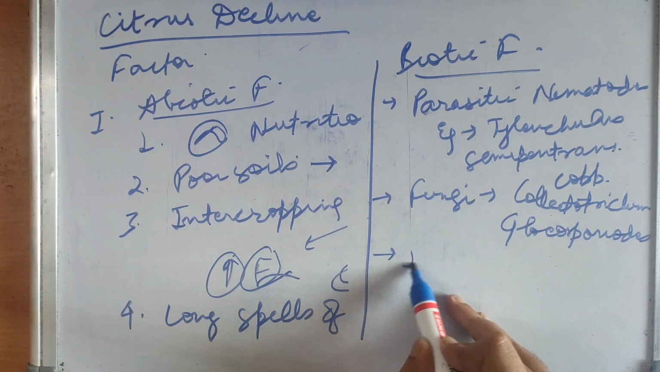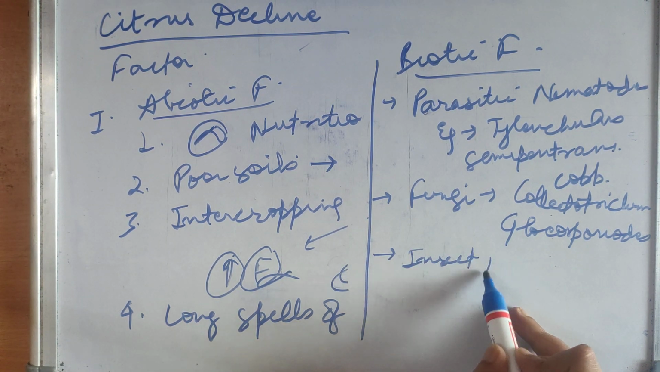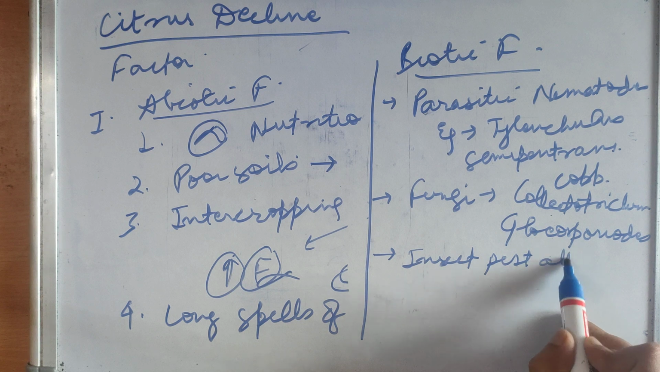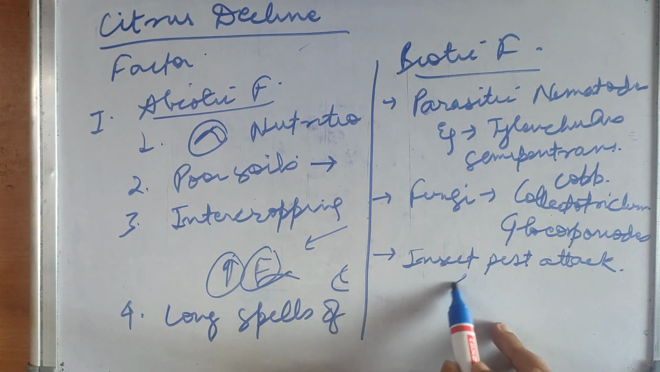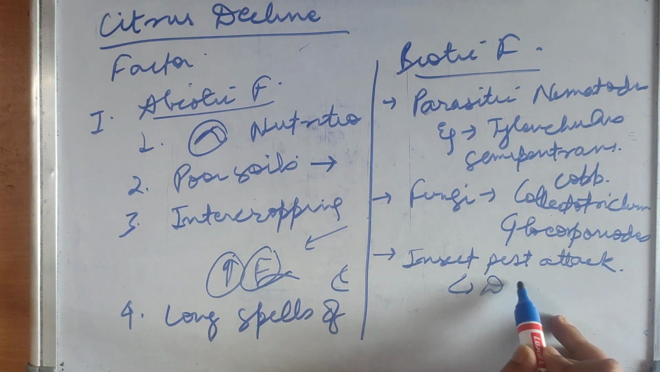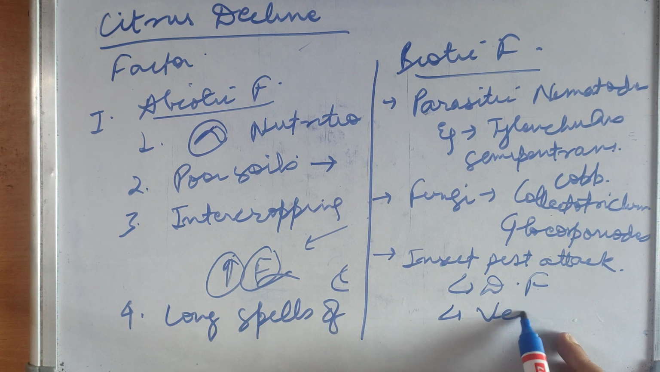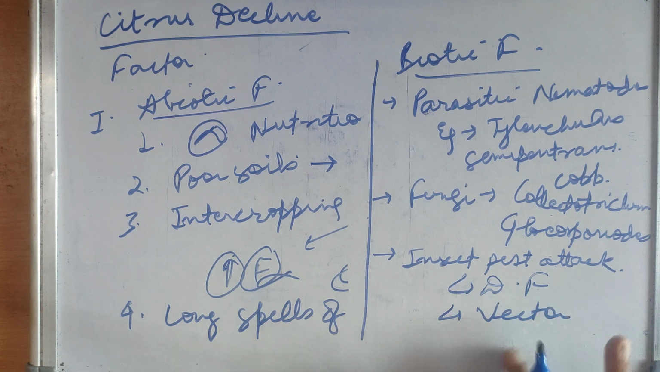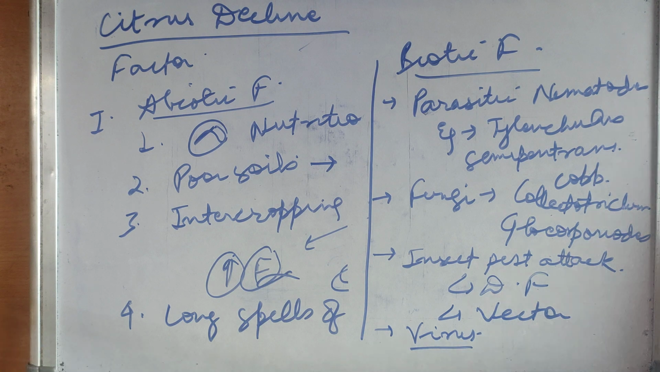or there could be insect pest attack. Insect pests would be direct feeding insects or vector insects, or presence of viruses. So these are some of the biotic factors. Now, how will you manage it? Management of citrus decline.